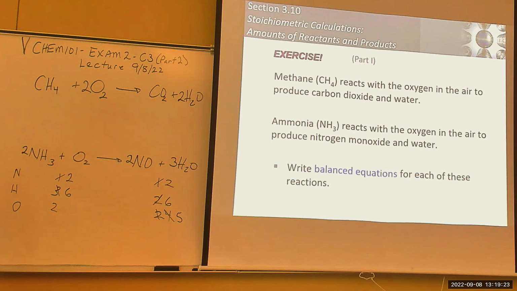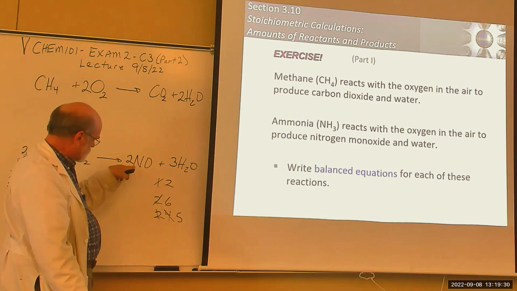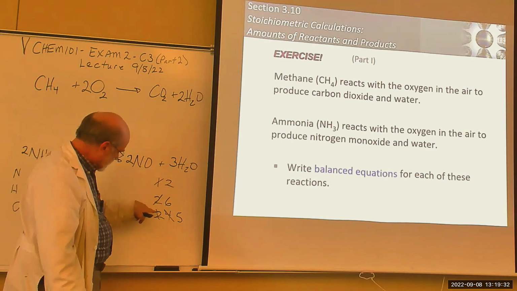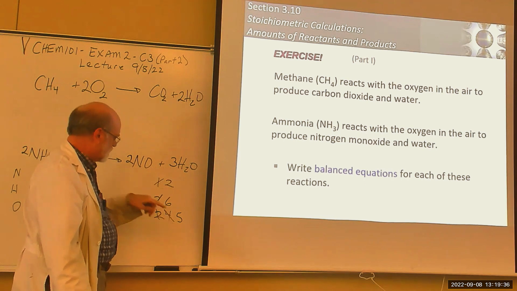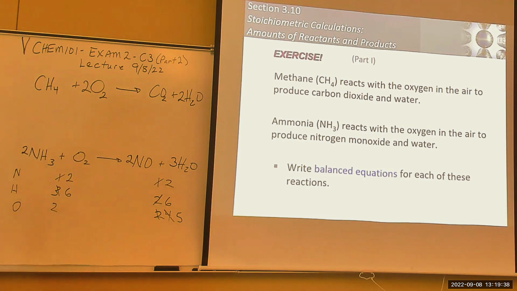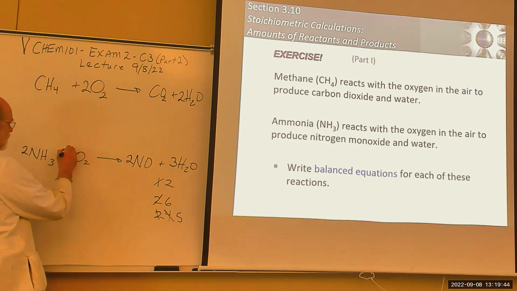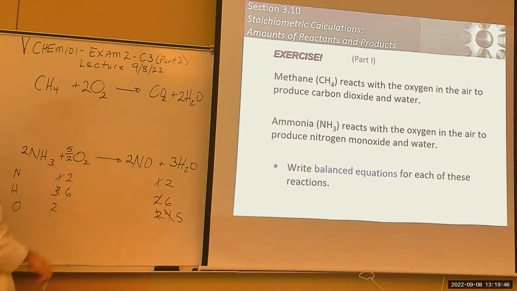Let's check ourselves again. 2 nitrogens, 6 hydrogens, 2 oxygens. 2 nitrogens, 6 hydrogens, and 2 plus 3 equals 5 oxygens. Now we can use the fraction trick because we need 5 oxygens on this side. There we go. Are we good?